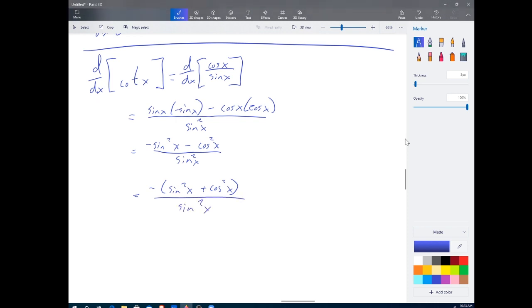And then we are going to apply that rule that sine squared plus cosine squared was 1. And 1 over sine is equal to what? Cosecant, so it'll be negative cosecant squared. So our derivative of a cotangent is negative cosecant squared.